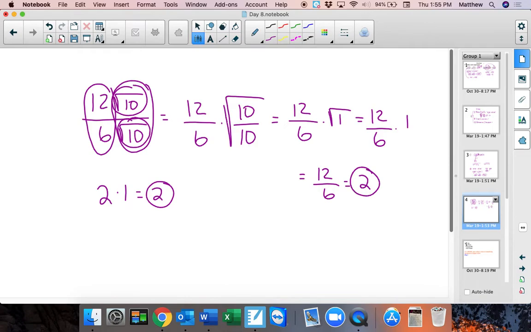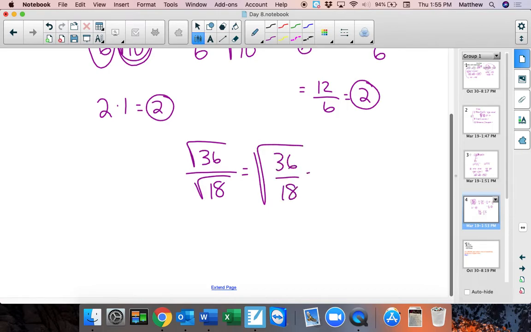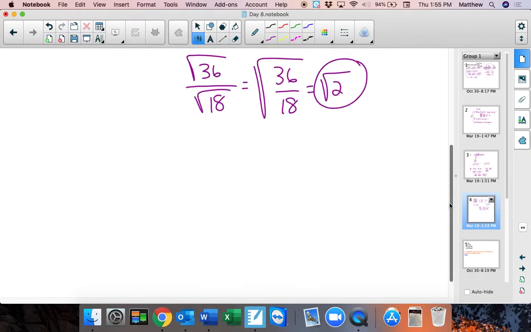Save yourself some time. You don't need to create more work if you don't have to. Another example of something like that might be radical 36 over radical 18. Put them under the same radical. 36 over 18 is just the square root of 2. Something like that.